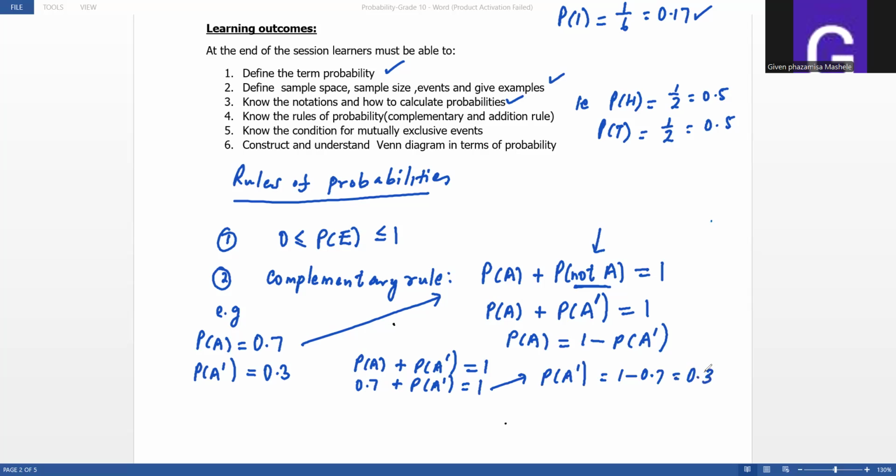The complementary rule is very important, particularly for all grades, actually, grade 10, 11, and 12. So it's very important to know the complementary rule. And we're going to link this complementary rule with mutually exclusive events. Right? Then the other one, number 3, is called the addition rule.